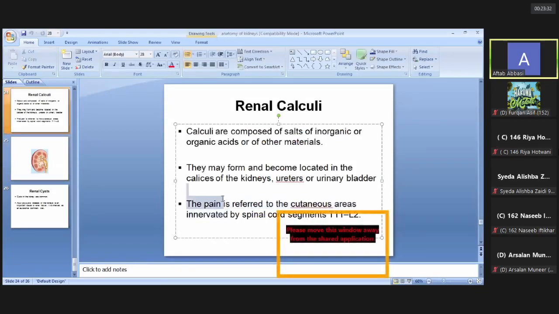The pain of the renal calculi is usually referred to the cutaneous areas that are innervated by the spinal cord segments from T11 to L2, because the sensory pain fibers enter at these levels of the spinal cord. So the pain is usually referred to the cutaneous area supplied by the nerves from T11 to L2.